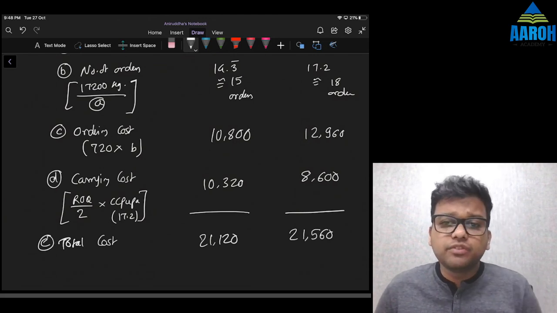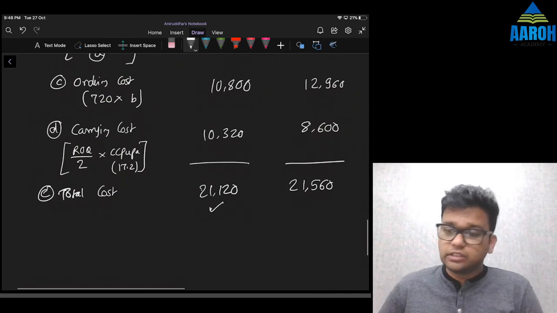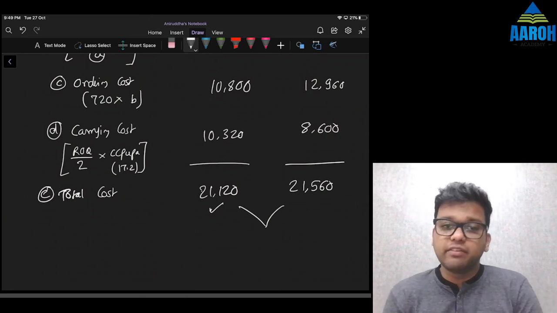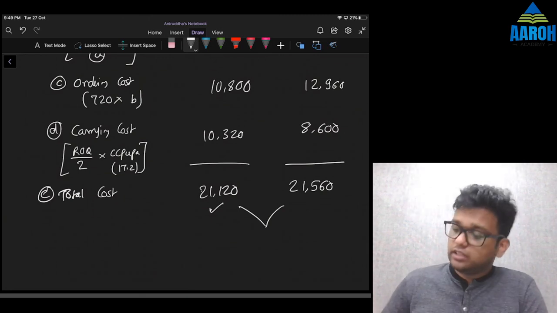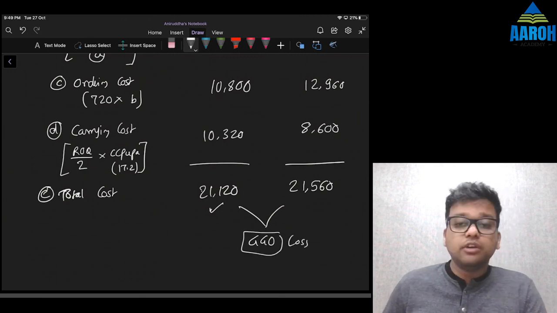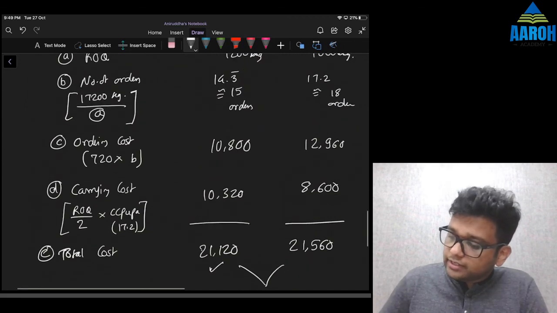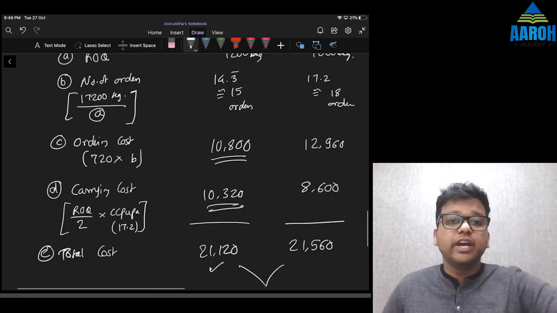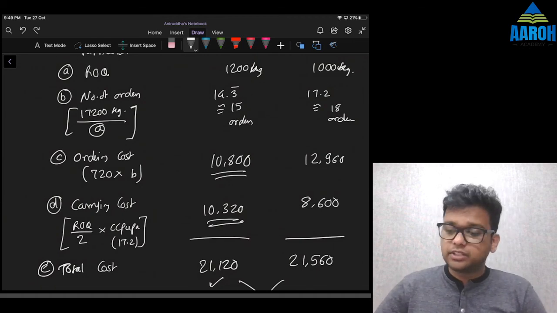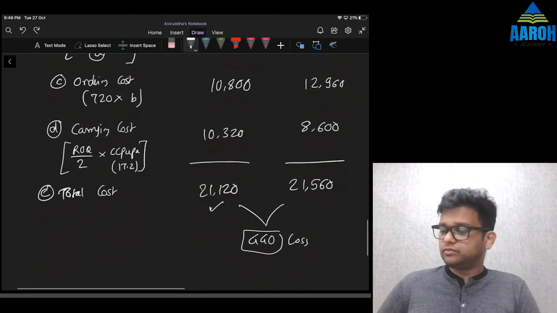So what is impact of not ordering at EOQ? This is EOQ, right? EOQ gives us lesser cost. So if we don't order at EOQ, we are incurring how much more cost? 21,560 minus 21,120, which is 440 more. 440 loss because of not ordering at EOQ. Why are we not getting same ordering and carrying cost here? Because we have rounded off the number of orders. If you don't round it off, then you will get the same answer. That is okay. But you should round off always from exam point of view.